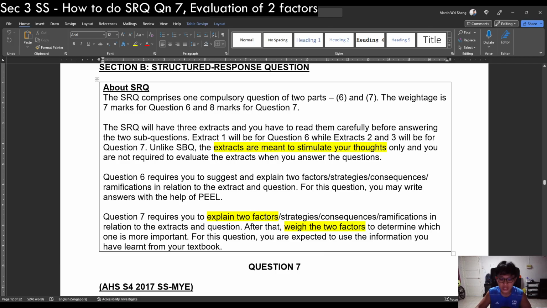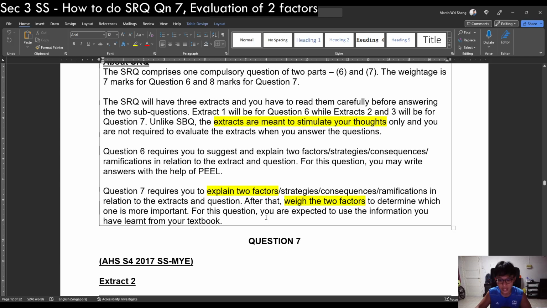Alright, so for this question, similar to SRQ number 6, you'll actually be given extracts, and this extract is not meant for you to copy it down. This is not a source-based case study, but for this kind of question, extracts are given to stimulate your thoughts. In other words, to help you remember what you have learned before. And you'll use whatever you had learned before to help you answer the question.